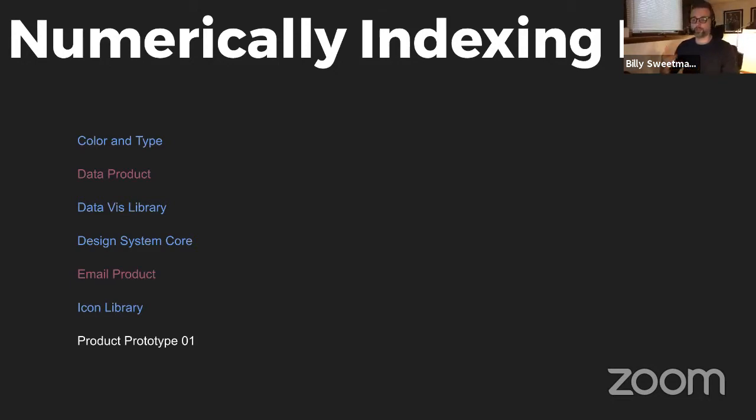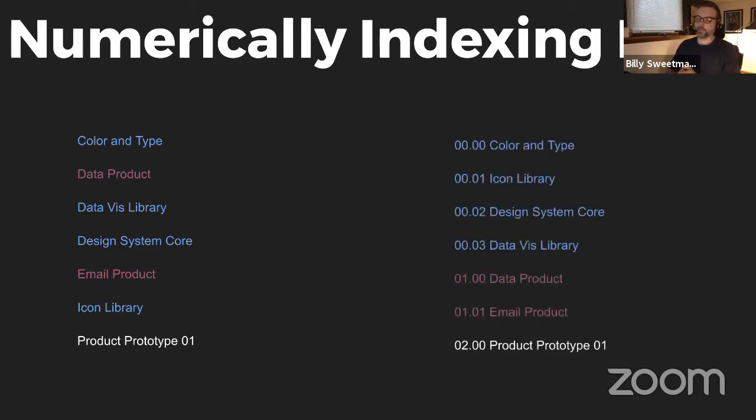Also, if we sort by recent, they might sort a little bit chaotically. What's the last one I looked at? If you numerically index them though and sort alphabetically, this is how they're going to sort. You can keep all your design system files together. You can keep your product design files together. You can keep your prototypes together.